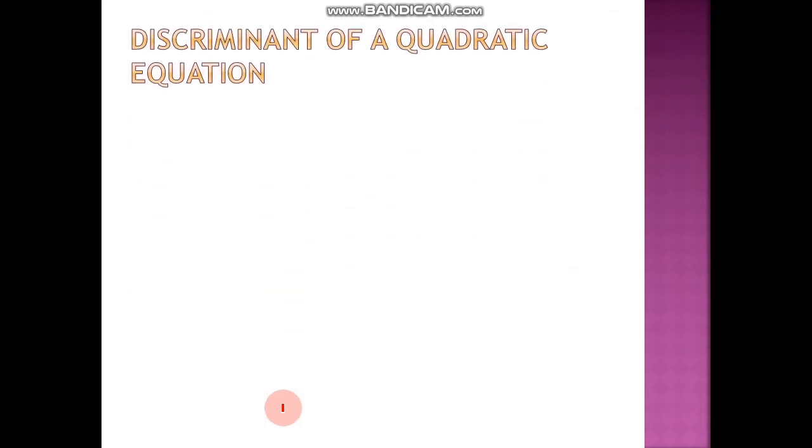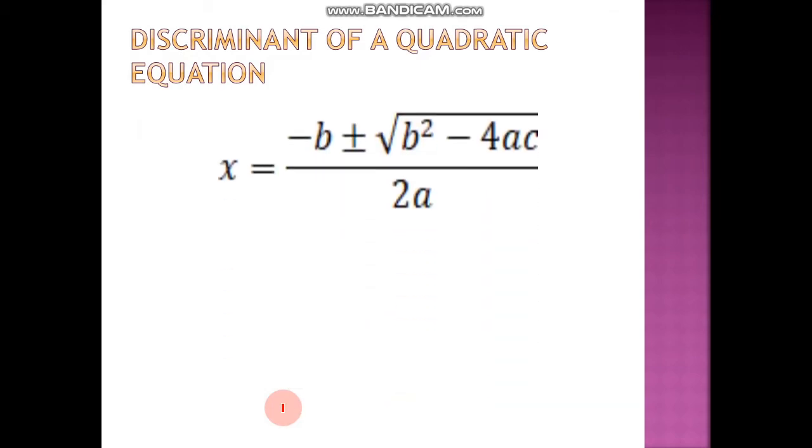Now, let's go to discriminant of a quadratic equation. We use this formula. X is equal to negative b plus and minus square root of b squared minus 4ac all over 2a. For the roots of the quadratic equation of the form ax squared plus bx plus c equals 0, where a is not equal to 0. So the expression under the radical sign of the quadratic formula plays an important role in the calculation of the roots.